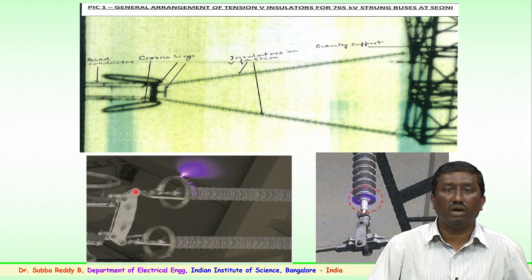So, these are some of the hardware fittings which are used for polymer insulators. They consist of a yoke plate arrangement for a double tension string. You have corona control rings with the necessary brackets and hardware to fix at the tower end.